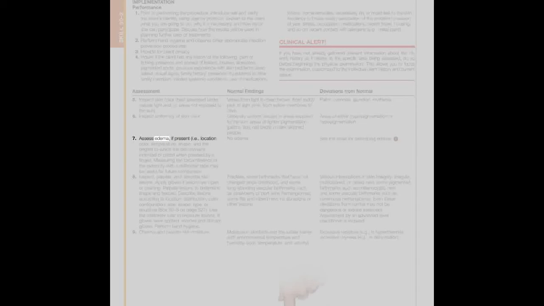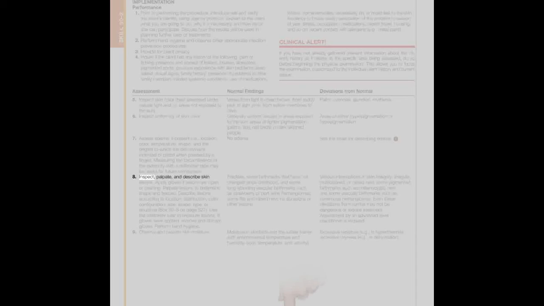7. Assess edema, if present, that is, location, color, temperature, shape, and the degree to which the skin remains indented or pitted when pressed by a finger. Measuring the circumference of the extremity with a millimeter tape may be useful for future comparison. No edema. See the scale for describing edema.